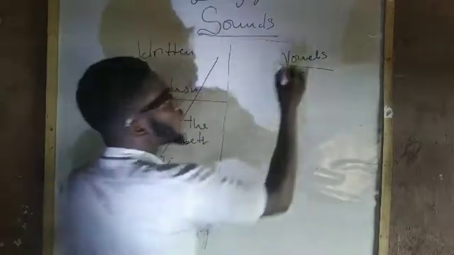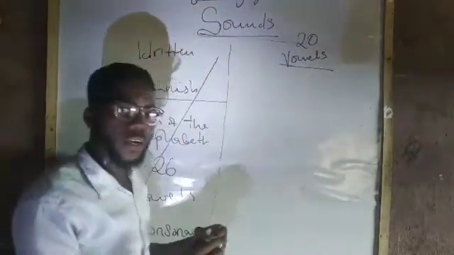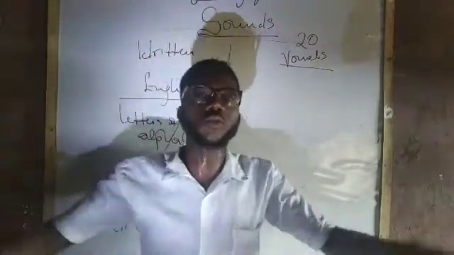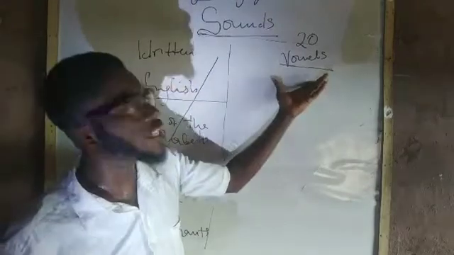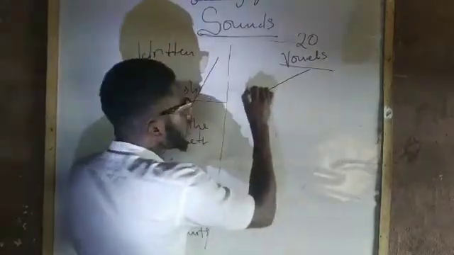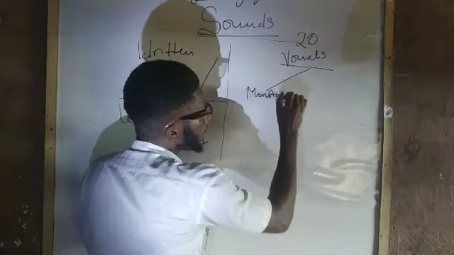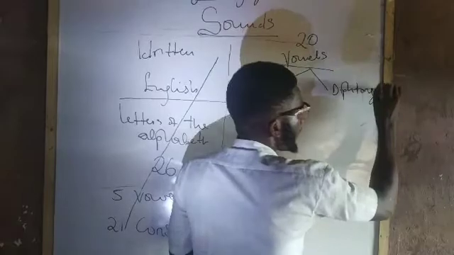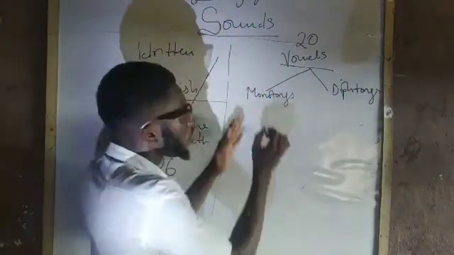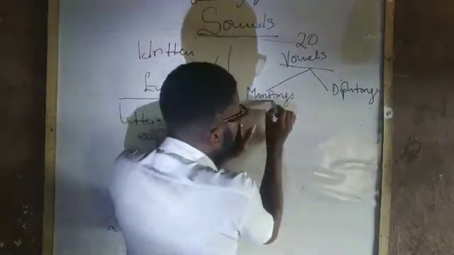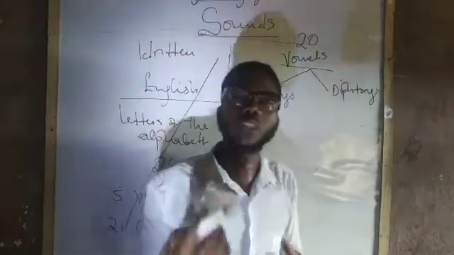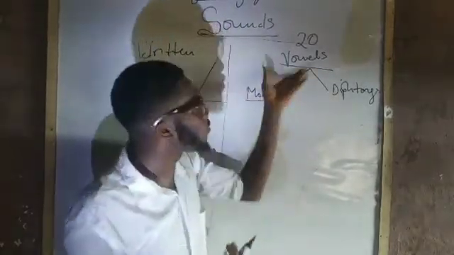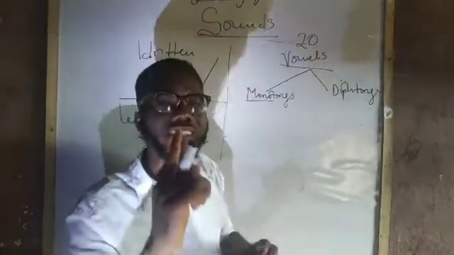And we said that the vowels are 20 in number. These 20 vowel sounds that we have are categorized, they are grouped. Right under this vowel sound, you have what we refer to as the monotones. And then we have the diphthongs. By this prefix here, mono, mono will tell you that this has something to do with one. Monotones are vowel sounds that are just single.